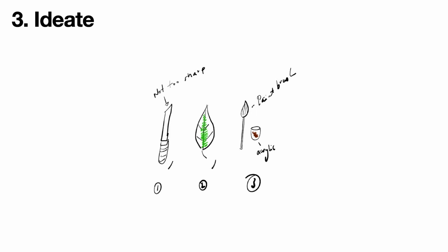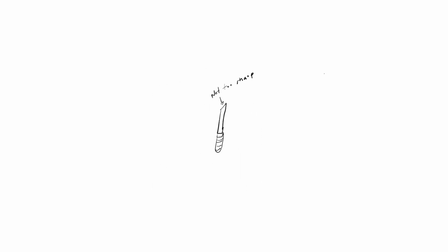Or we could just give him acrylic and a paintbrush, but it's 10,000 BC and it hasn't been invented yet. And we're not likely to, because it's 10,000 BC. So we decide to go with a blade that's not too sharp.